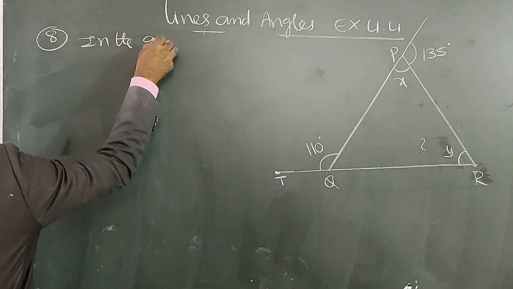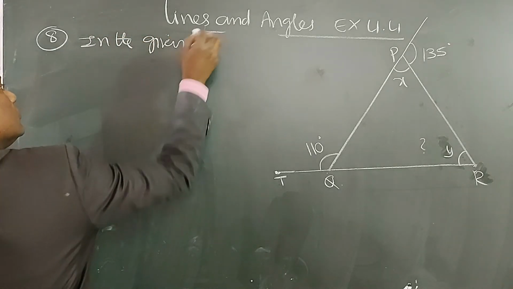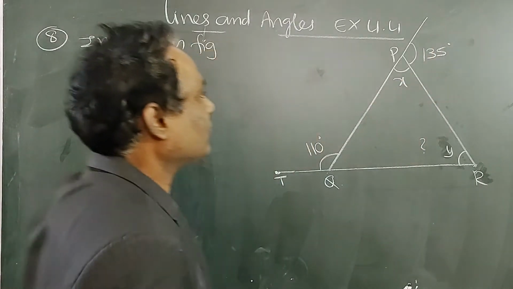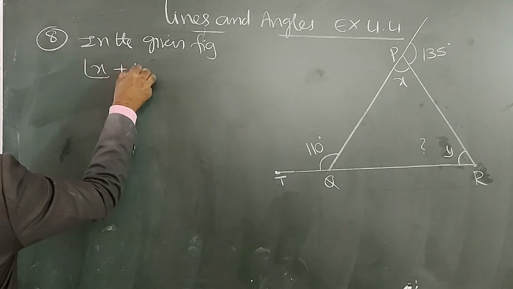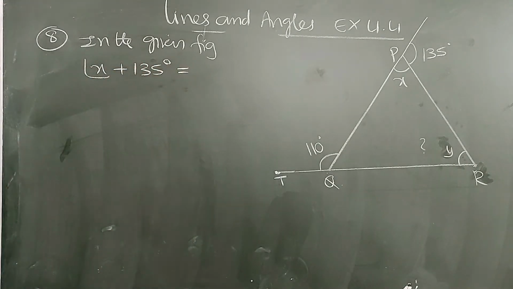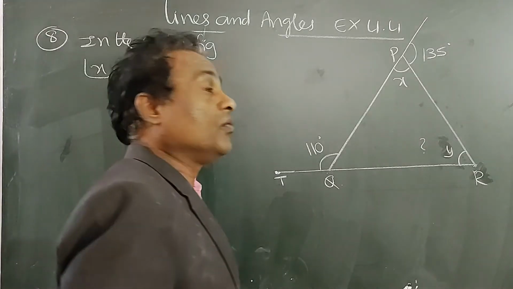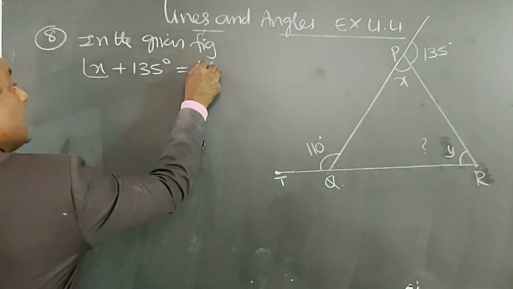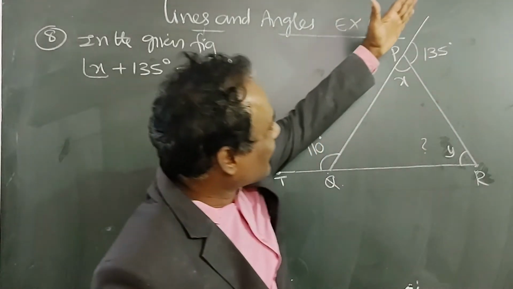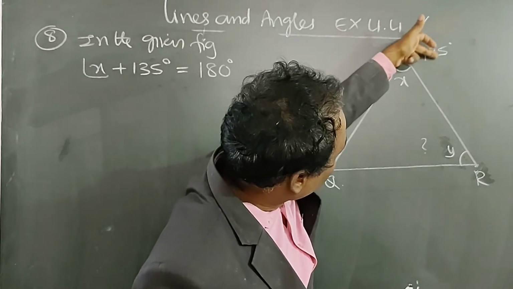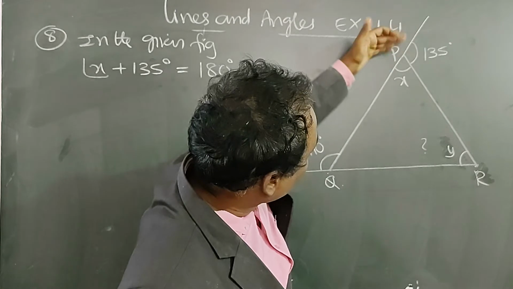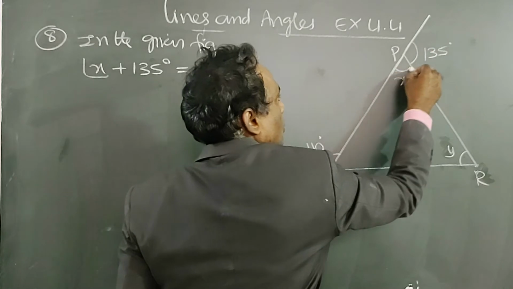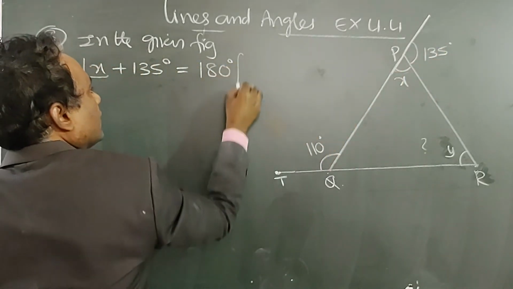In the given figure, students, first I am finding the x value. What is x plus 135? What is the sum of these two angles? This angle plus this angle, the sum of these two angles, is equal to 180 degrees because it is a straight line. The total angle on one side of a straight line, the straight angle, is 180 degrees.